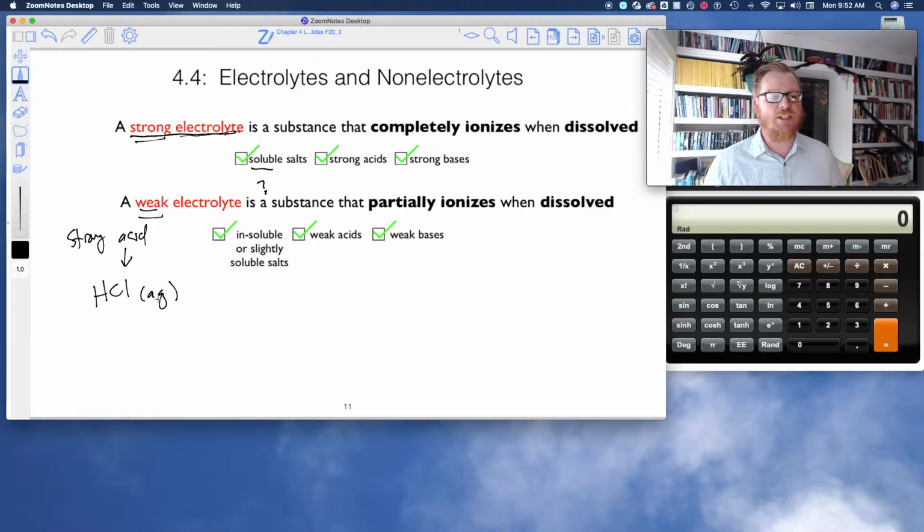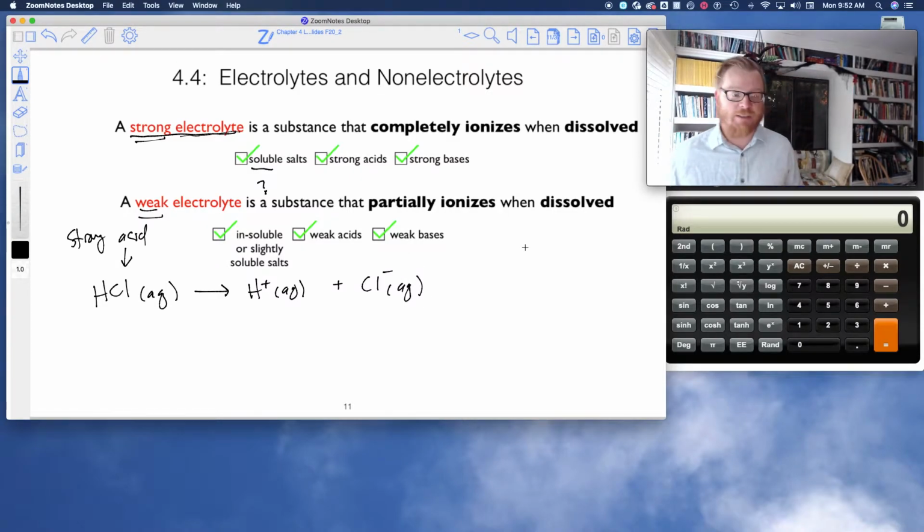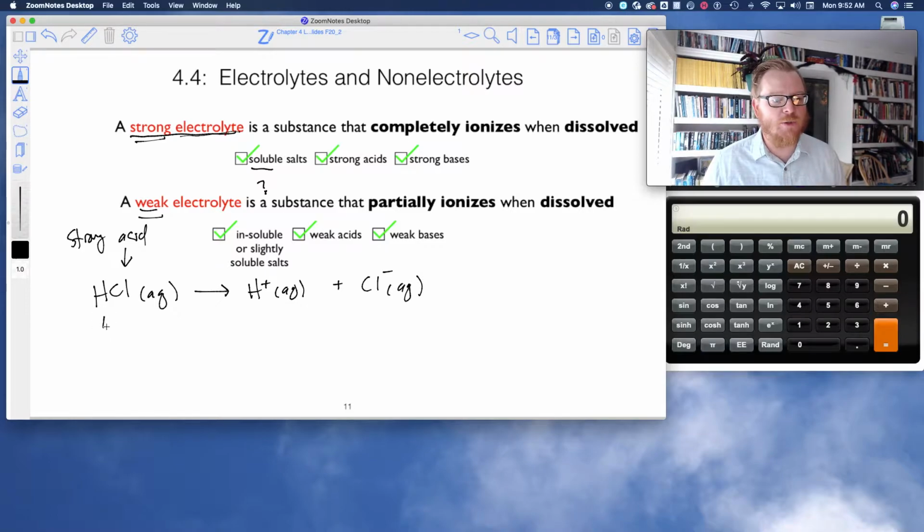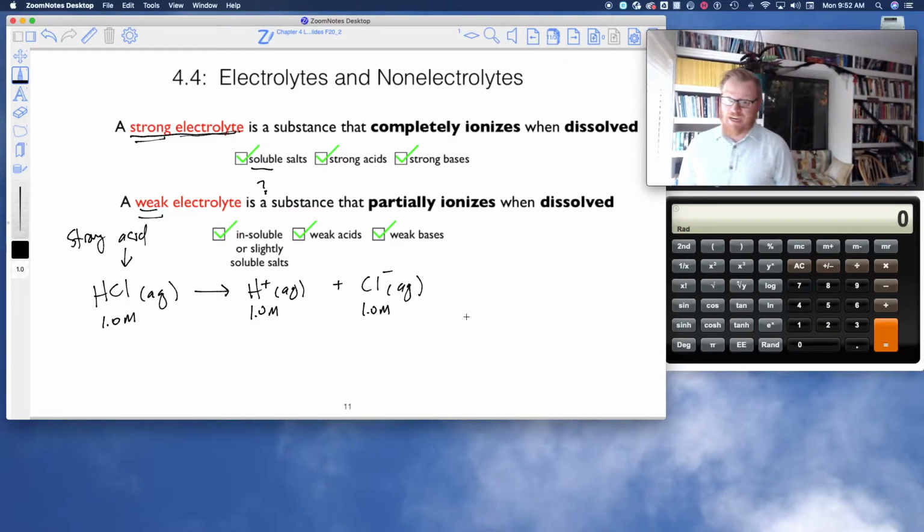So that means this HCl aqueous, when it dissolves in a solution, completely breaks up into H+ and Cl-, okay? So for example, suppose I had 1.0 molar HCl, aqueous. What that means is I would have 1.0 molar of H+ ions and 1.0 molar of Cl- ions. So it's completely ionized. 100% of the molecule is ionized, broken apart, okay?